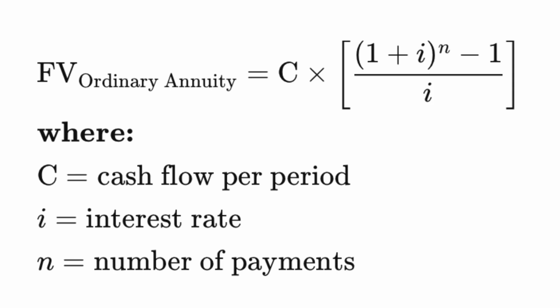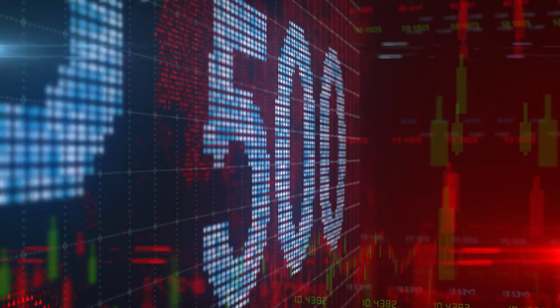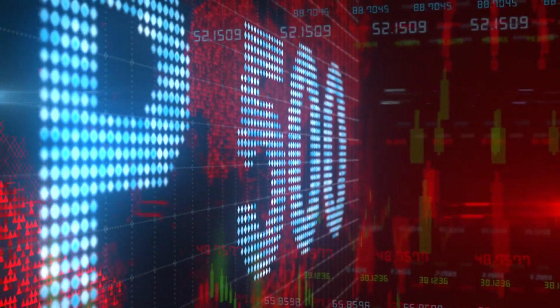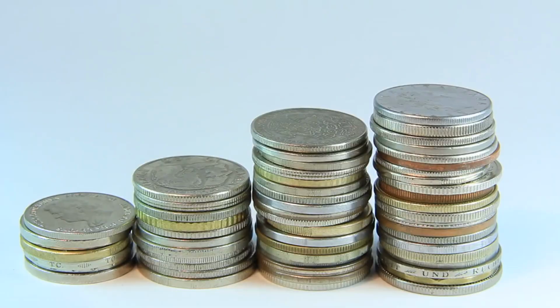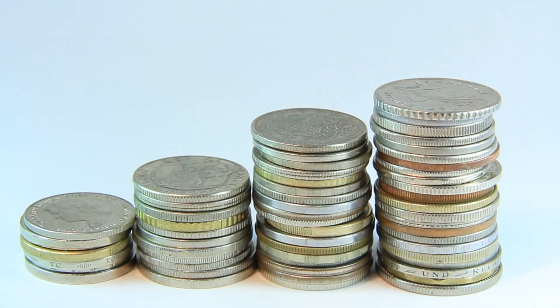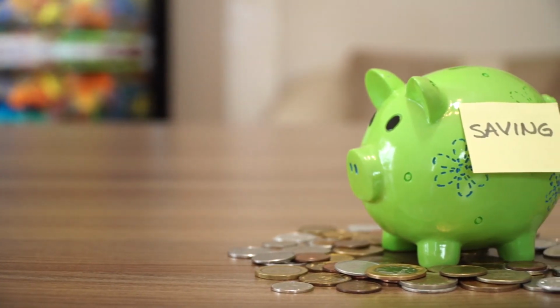FV is the future value. C is the cash flow for each period. I is interest rate, and N is the number of payments. Let's have an example. Assume you want to invest your money in the S&P 500 index. You invest $5,000 per year at the end of each year when you get bonus. So how much will you get after 30 years?